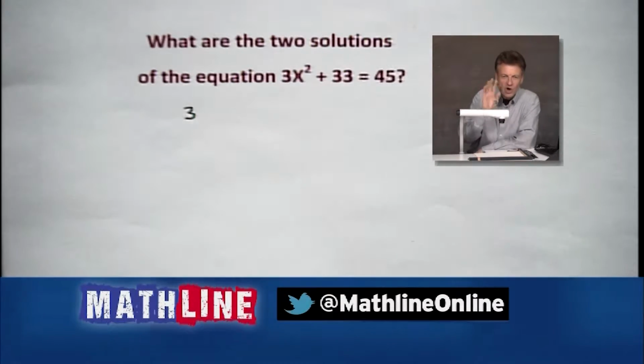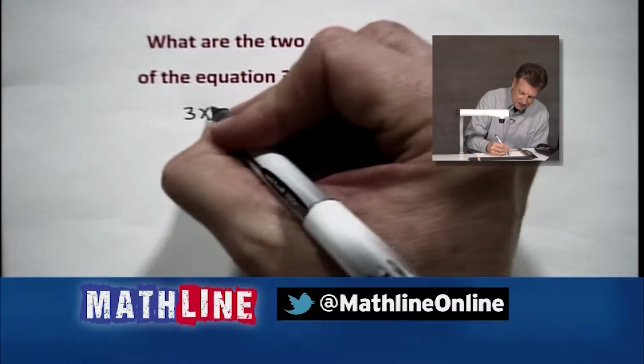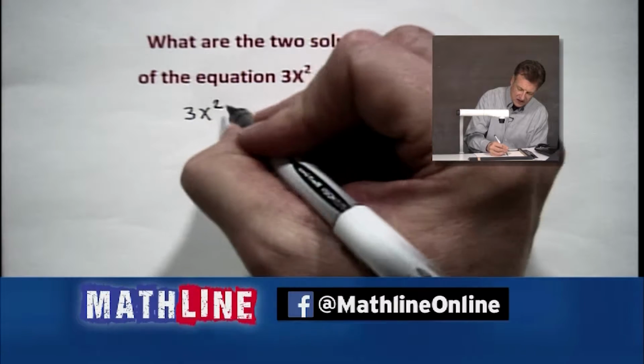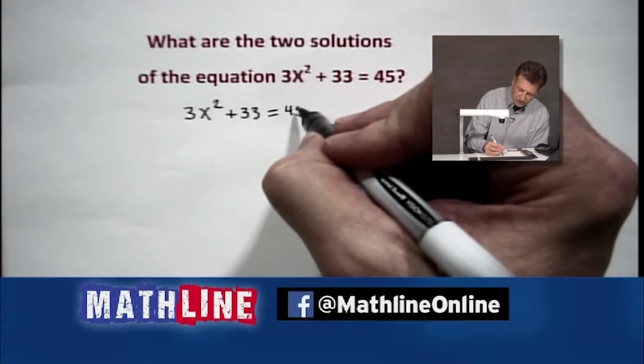While you're at home, or wherever you might be watching this video, be sure to take some pencil and paper and do some writing. And also, if you've got a graphing calculator, you can check yourself with a lot of these things too. So let's put it down. 3x squared plus 33 equals 45.